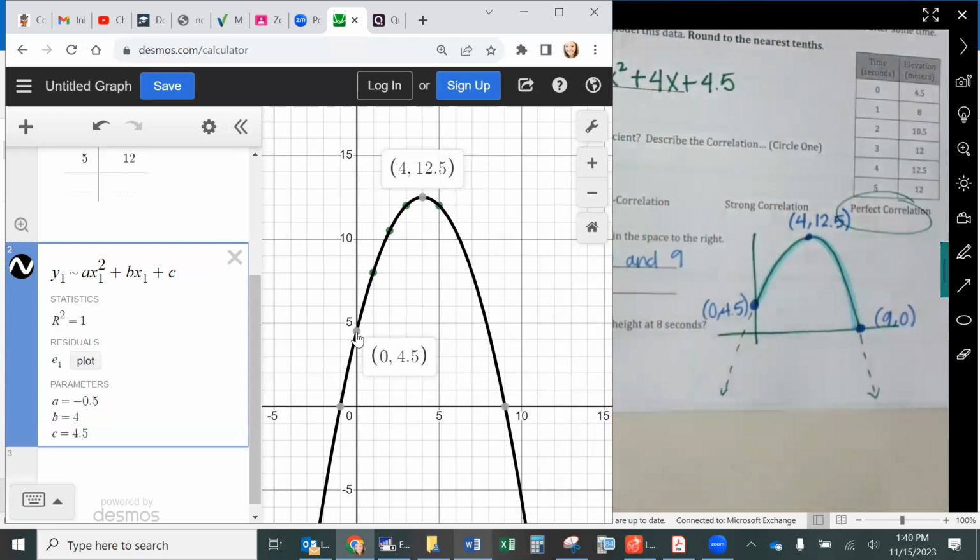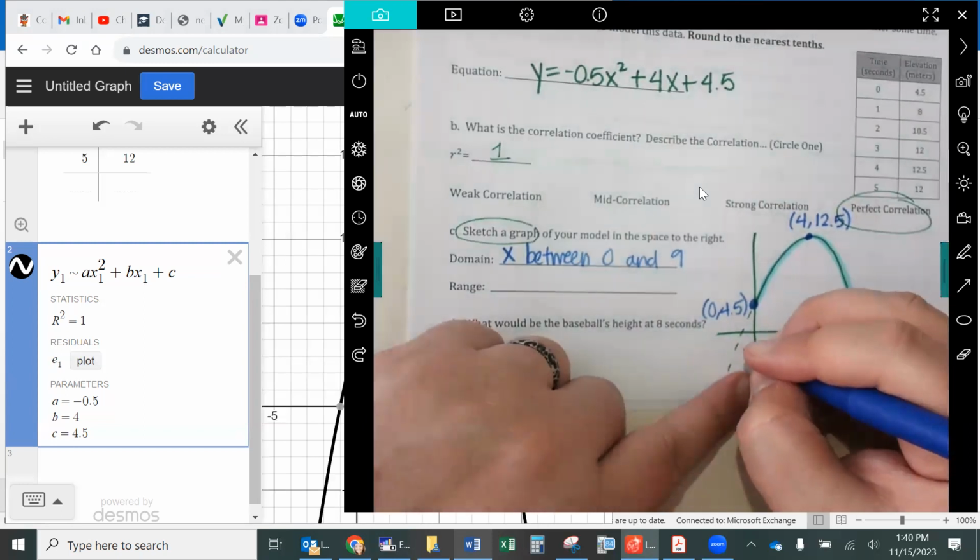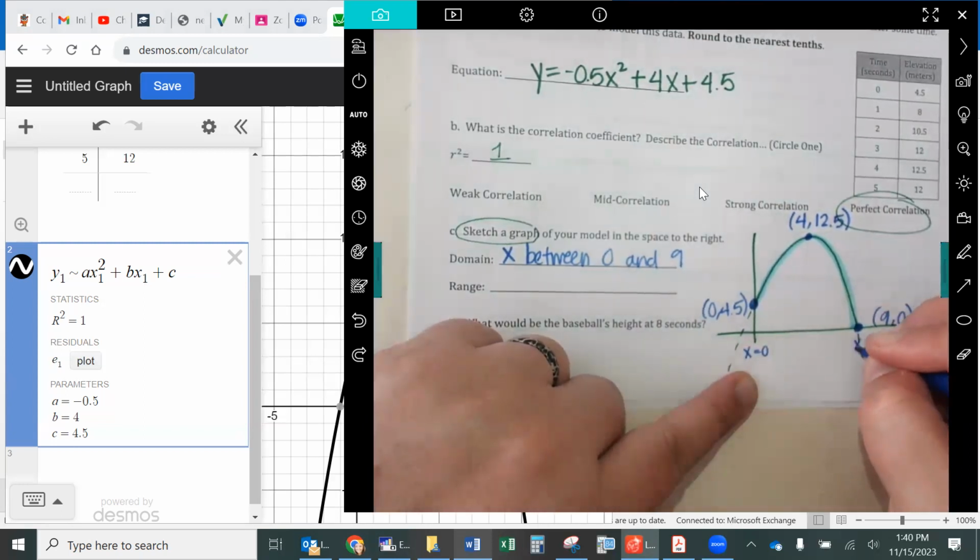Oh, y'all can't see it. Okay, X is between 0 and 9 because that's how far it reaches on this axis. Okay, this is 0 and then this is 9.